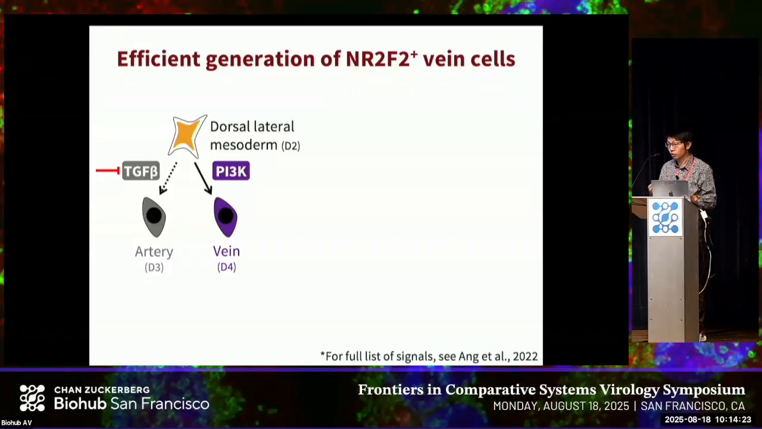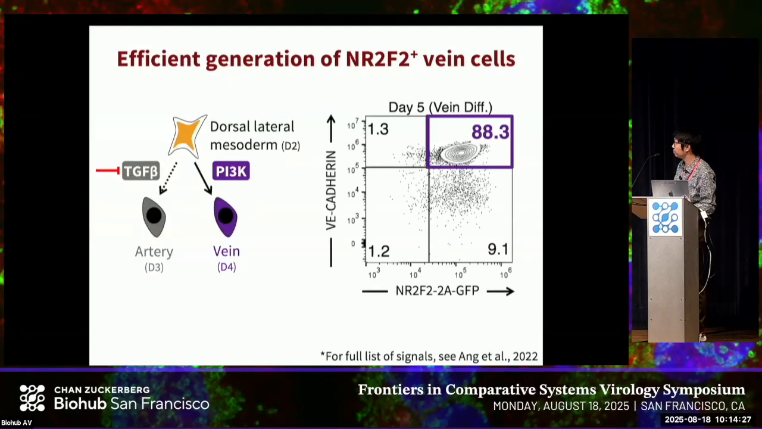So we thought, OK, if we can make arteries, can we now make veins? We just applied the converse signals. Now we activate PI3K and we inhibit TGF-beta. We can now make an over 85% pure vein population that expresses VE-cadherin, but now the vein-specific transcription factor NR2F2. For the aficionados in the audience, you'll know that in development, it's not just controlled by 2 signals. I'm just showing these for the sake of concision. The full list of signals can be found in our paper.